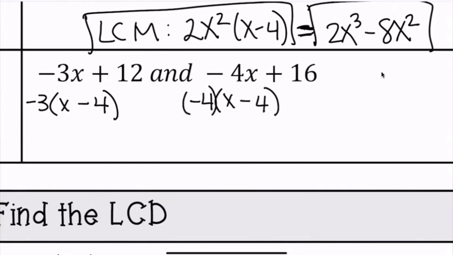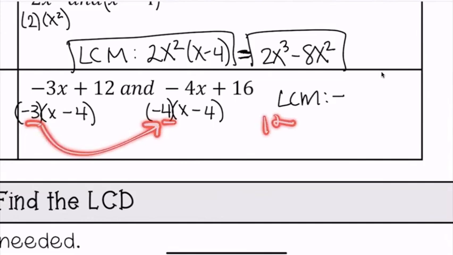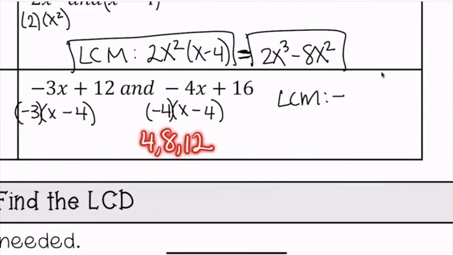So here are my factors. And I'm going to see what I can get for my least common multiple. I'm going to look at the numbers first. I have a negative and a negative. So they do have a negative in common. Now looking at 3 and 4, they multiply together to make 12. And there is no other number that's less than 12 that 4 would divide into. See, here's our multiples of 4. So it is definitely going to be 12.